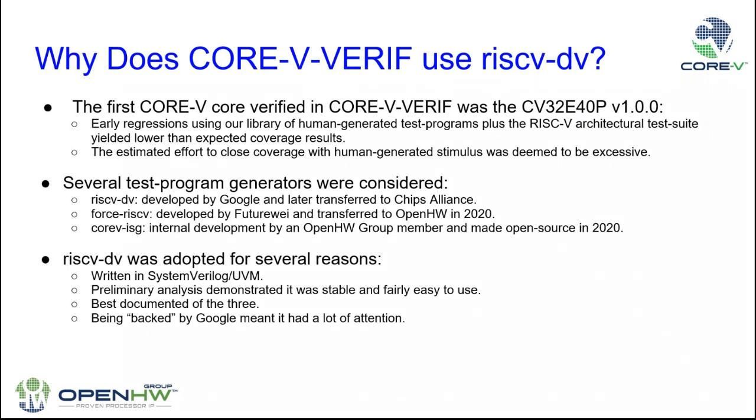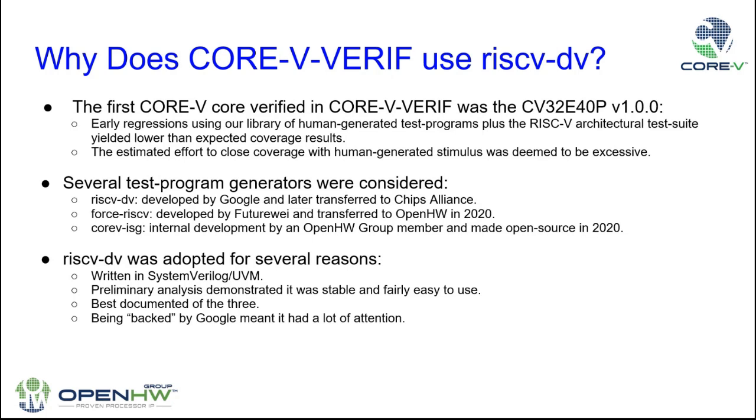I get this question a lot, so I thought I'd answer it here. Why do we use riscv-dv? And the first answer is we needed to have some tool that would automatically generate test programs for us. Otherwise, we would be writing test programs for the next 50 years and not actually verifying our cores.